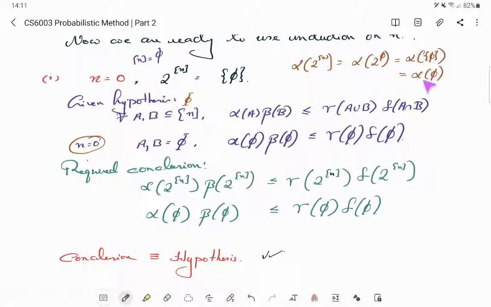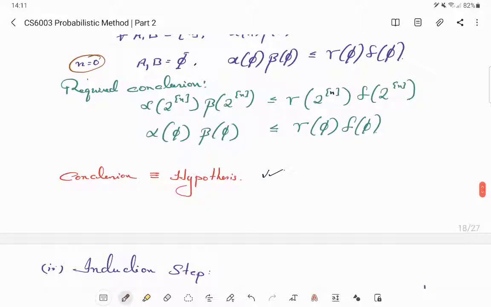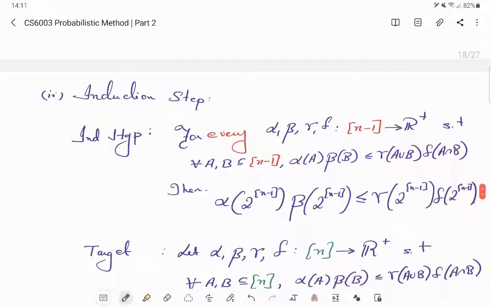But since now there is only one term to sum, I don't need to write the sigma. So this is nothing but alpha of phi. By similar argument, this is beta of phi, this is gamma of phi, this is delta of phi. So in some sense, for n equal to 0, the hypothesis that is given to you is exactly the conclusion that you require. So there is nothing to prove. It's only about making sure that you interpret A and 2 to the power n clearly. Okay, so with the base case for n equal to 0 done, we are ready to move to the induction step.